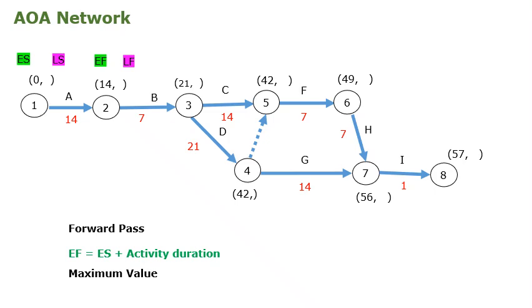And for I, it is 49 plus 7, 56, and 56 plus 1, 57. Like this, we fill the network.